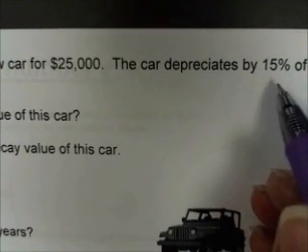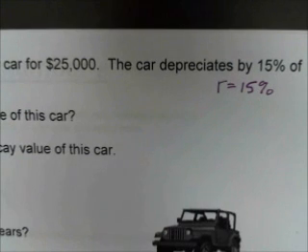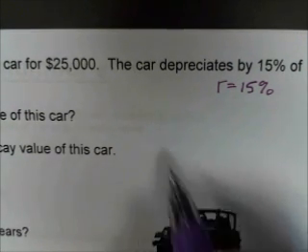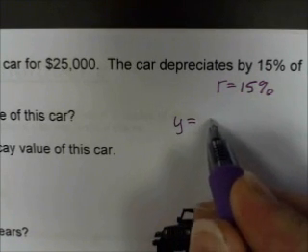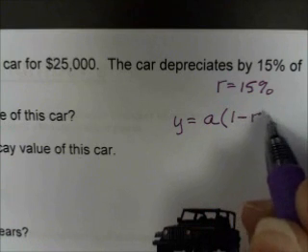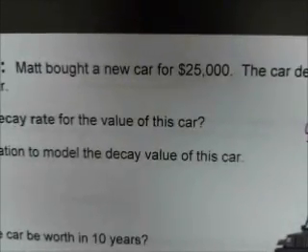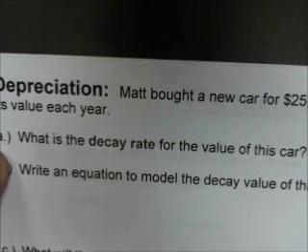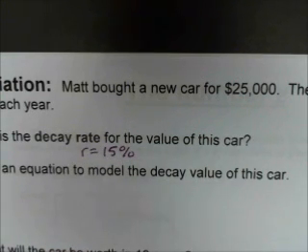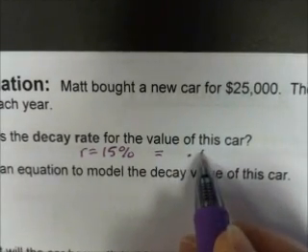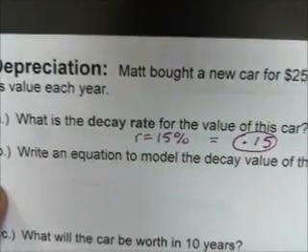So let me stop here. 15%, that's our rate. That's our R value. So R equals 15%. And since we're thinking of depreciation or decay, keep in mind the formula from the previous page. Y equals A times 1 minus R to the X. Part A says, what is the decay rate for the value of this car? All right, so the decay rate, that's our R value. So R equals 15%. As a decimal, that is 0.15. So that's our decay rate, 0.15.